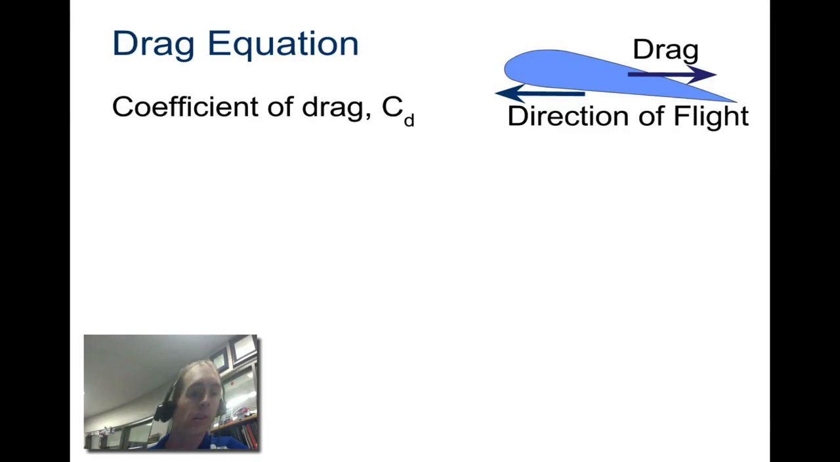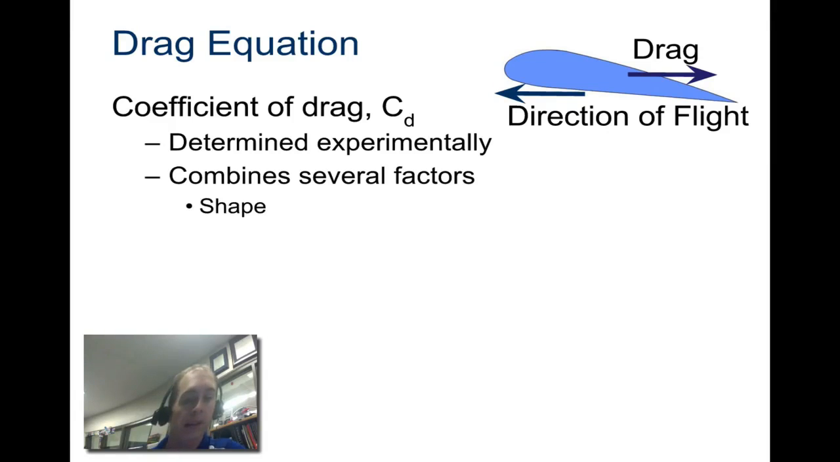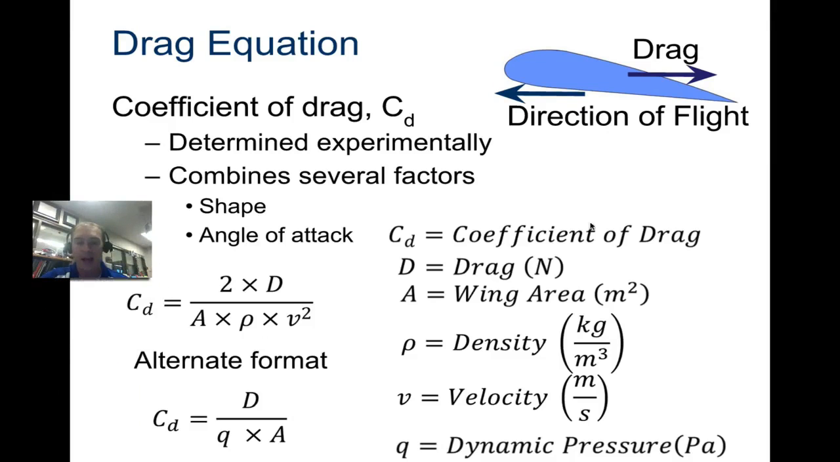So let's take a look at the drag equation. Again, drag is determined experimentally, and it's a lot of factors: shape, angle of attack. So this right here is your equation. Coefficient of drag is 2 times the value of D, the drag, divided by the area of the wing times the density times velocity squared. So go ahead and pause this and write that down.